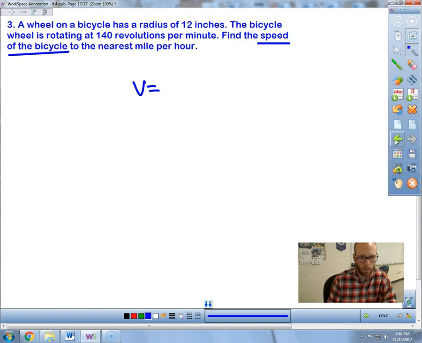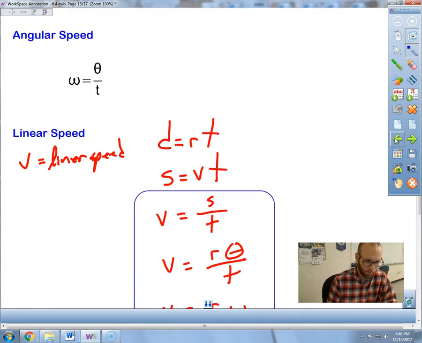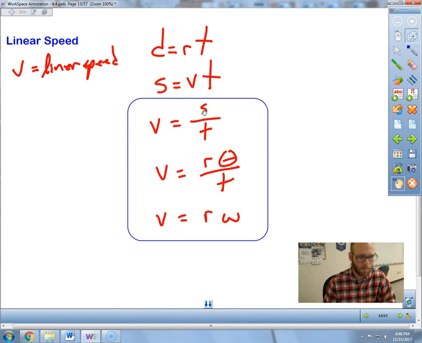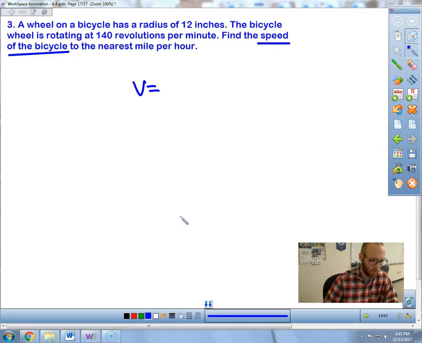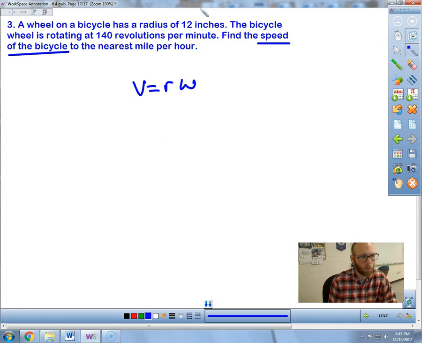Linear speed equals, well, we've got some options. We can take the arc length divided by the time. Take the radius times the angle divided by time. Or we can take the radius times the angular speed. Well, I'm going to take the radius times the angular speed because I know the radius of the bike. Now I just have to figure out the angular speed.